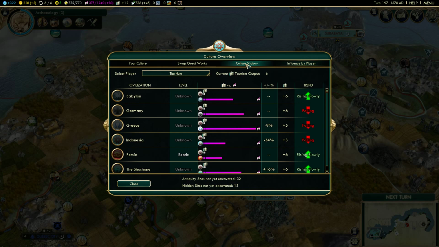Try to get to exotic level with as many people as possible, because at exotic, the difference between exotic and familiar is so big in how much tourism you have to output, that you usually only reach exotic levels and they reach exotic levels over you. But getting familiar is already very difficult, so if you can get exotic, you will probably be safe.